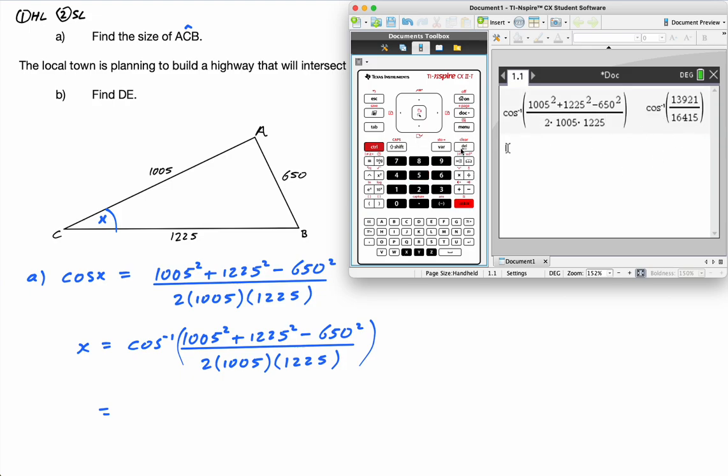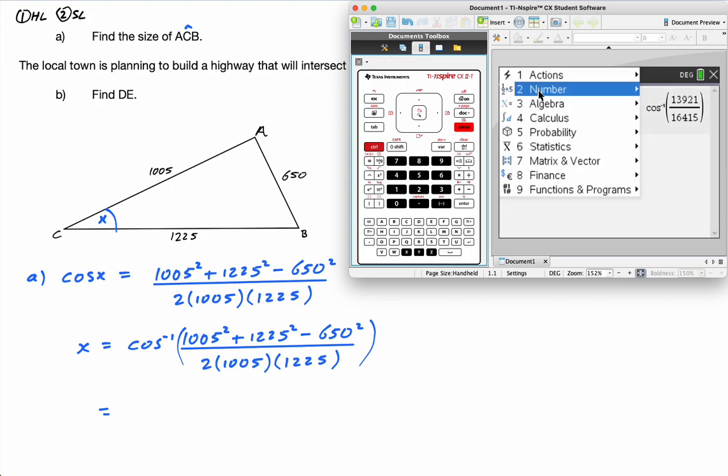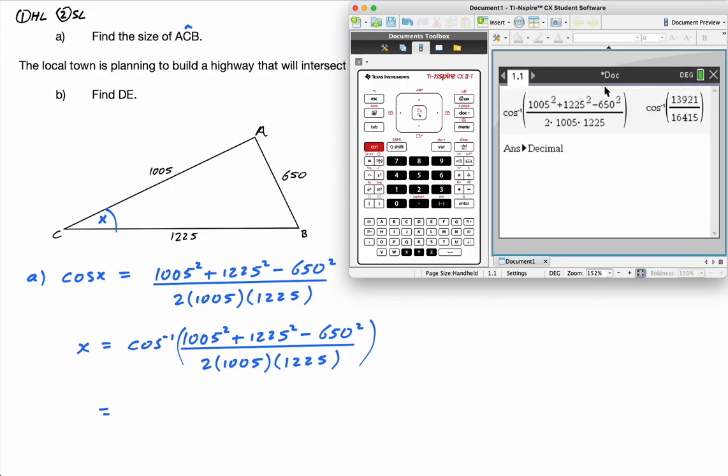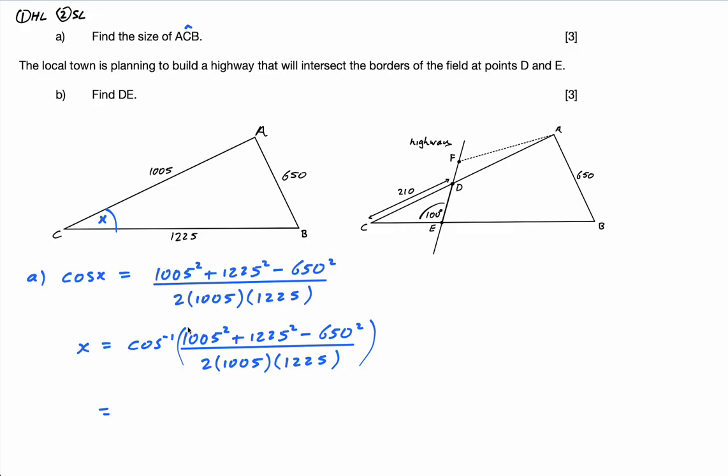It gives me that because I'm in exact answer. I have to now do, annoyingly, menu, number, convert to decimal. 31.9981, which is approximately 32 degrees. So that's 32 degrees. Okay. That is part A.